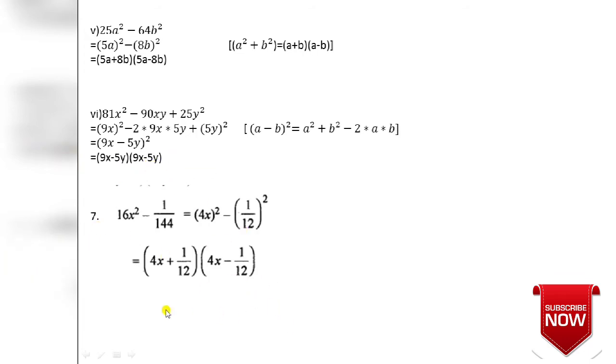This is the 7th sum, students, and in the 7th sum it has been given as 16x square minus 1 by 144. 16x square can be written as 4x whole square, and 1 by 144 can be written as 1 by 12 whole square. Now we can see that it has been stated in the form of a square minus b square, and we know the formula of a square minus b square equals a plus b into a minus b, where the respective value of a is 4x and b is 1 by 12. So we substitute the values of a and b and get the respective answer.